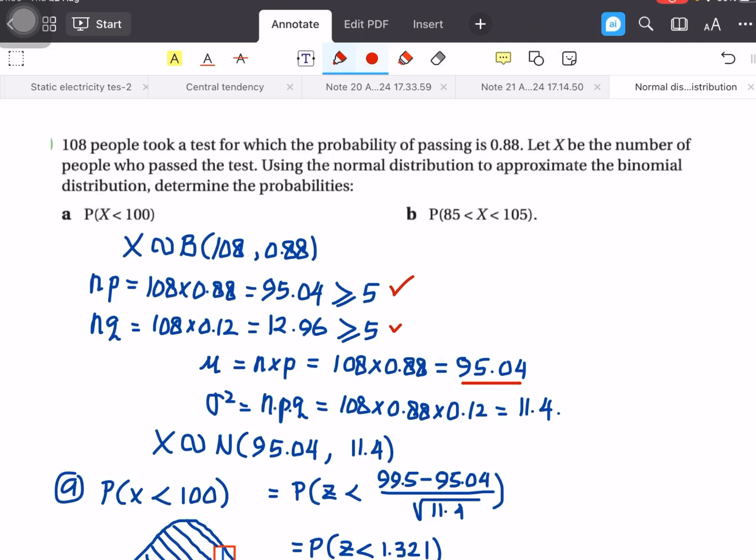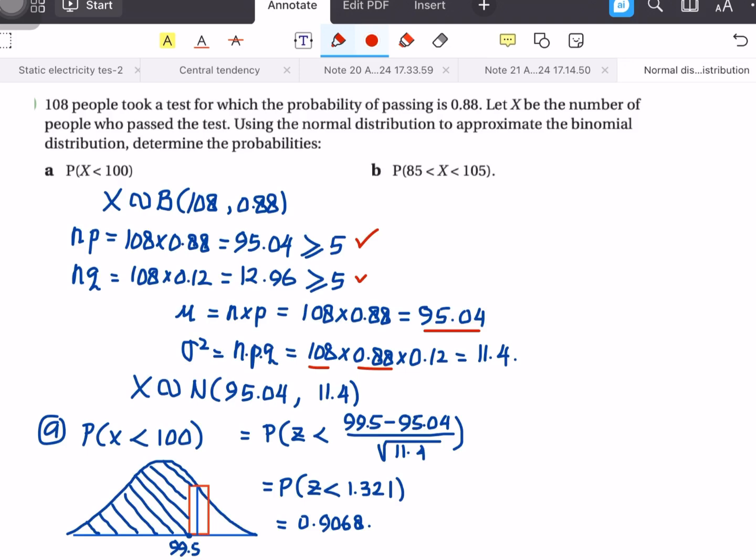And then we need to find the value of the variance also. The formula is n times p times q. So 108 times 0.88. q is the probability of failure, so 1 minus 0.88, which is equal to 0.12. So the variance is 11.4. So now we can use normal distribution in which the mean is 95.04 and variance is 11.4.